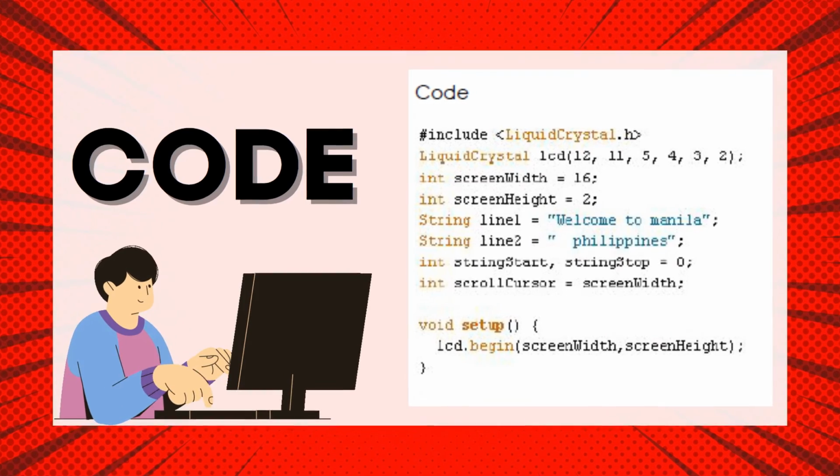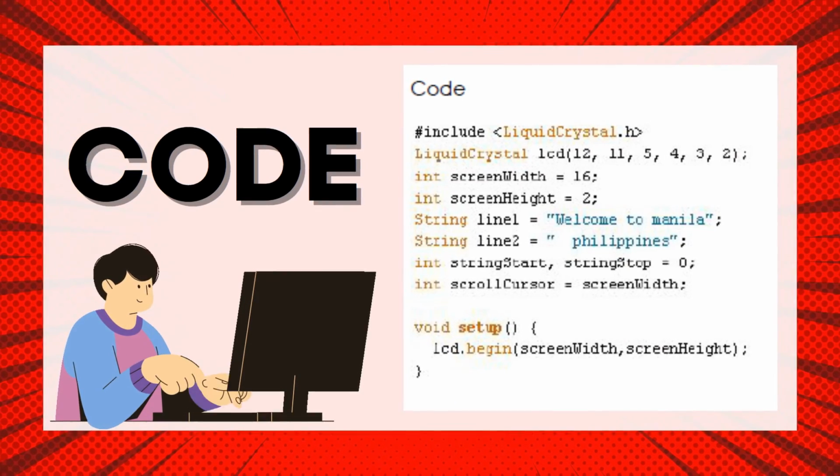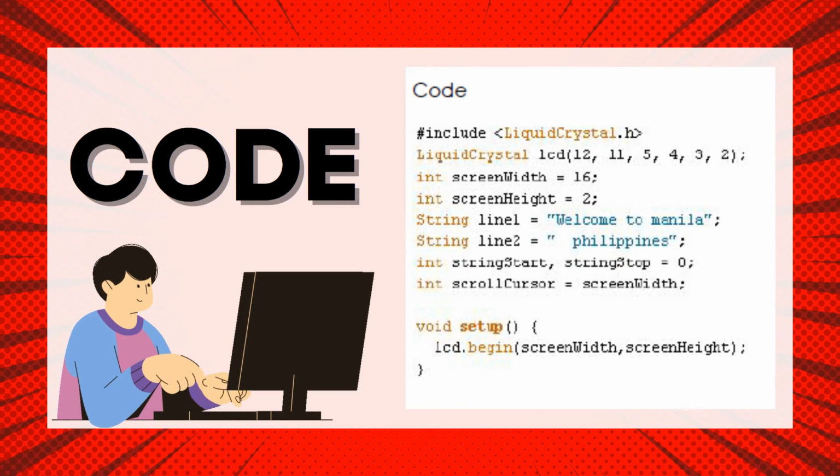So this is the first part of our code. At the start of the code, you will need to import the liquid crystal library and initialize it. To initialize it, you need to specify the pins that it will use to communicate. After initialization, you need to create some constants like screen width and height. The text that will be displayed on the LCD screen will also be inputted as string characters.